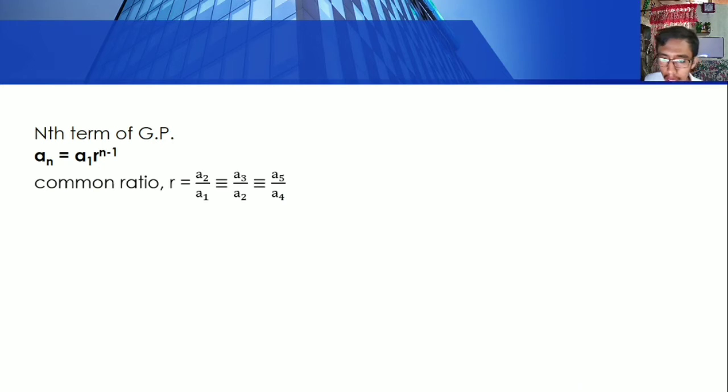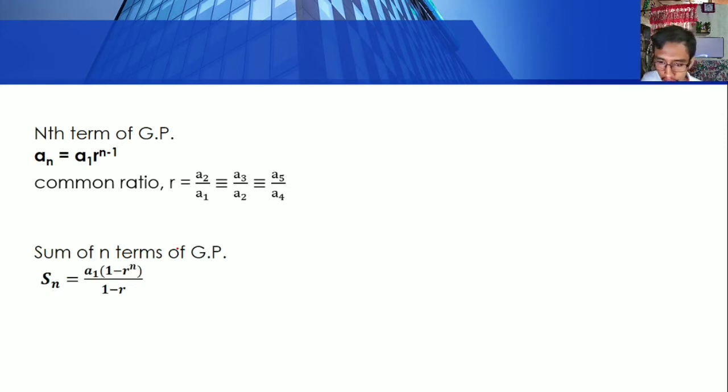So, ito yung formula na gagamitin natin to find the n term of the geometric progression. So, for the common ratio, ito yung magiging formula natin para makuha. So, a sub 2 over a sub 1 is equal to a sub 3 over a sub 2 is equal to a sub 5 over a sub 4. So, i-divide lang natin yung term from its previous term.